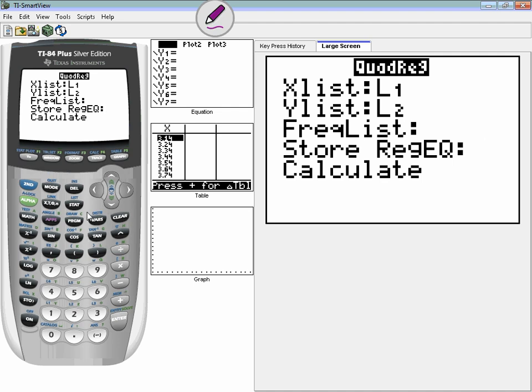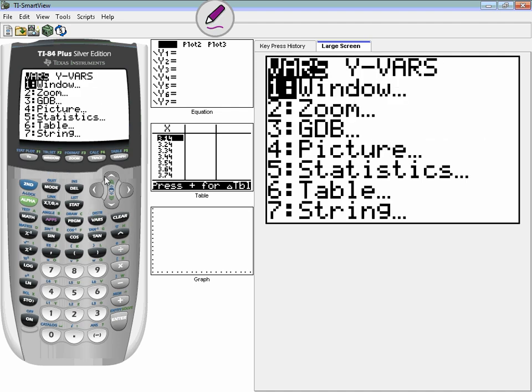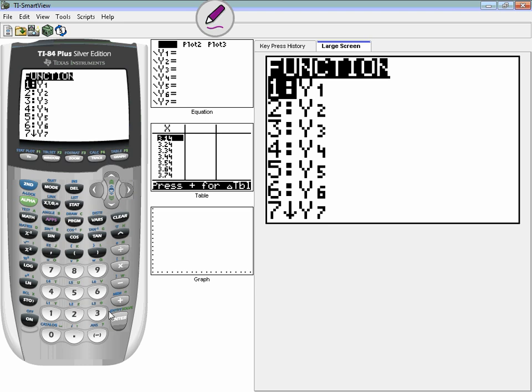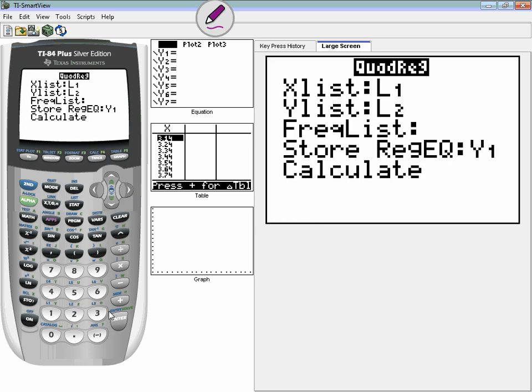We're going to push vars, then arrow over to y bars, function, and y1. What that's doing for you is taking the whole equation and storing it in your y equals so that you don't have to write it down, go to your y equals, type it in, and then have it there to graph. It just puts the entire thing with no rounding into your y equals. Okay? So then go ahead and calculate.